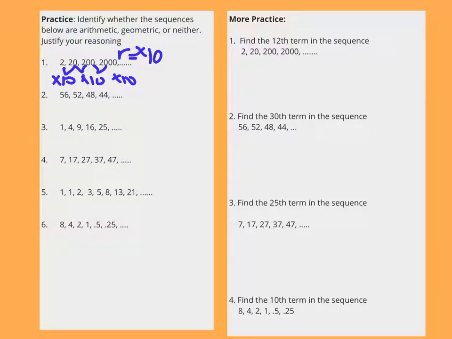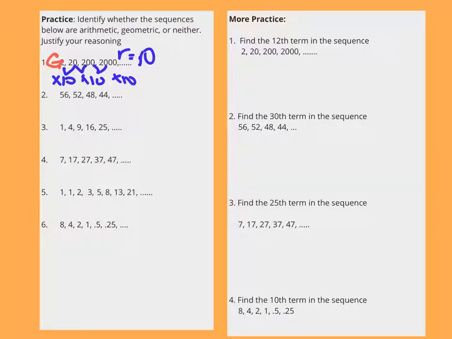So we would classify this particular sequence as a geometric sequence. So the ratio was 10. And we would classify this here as geometric.